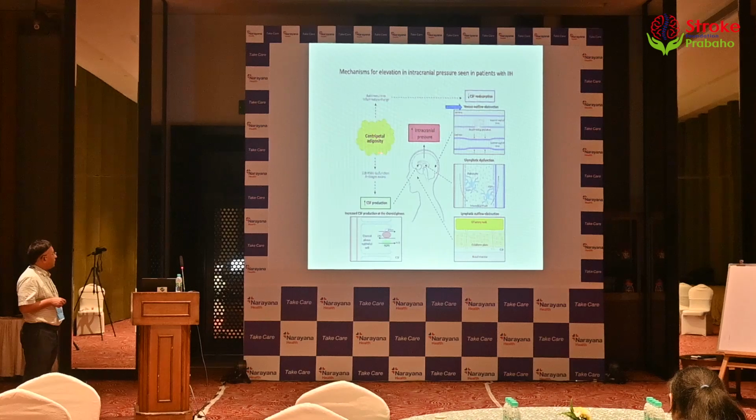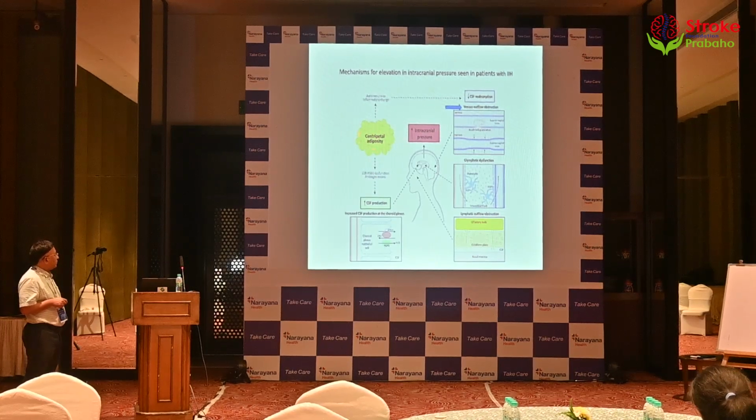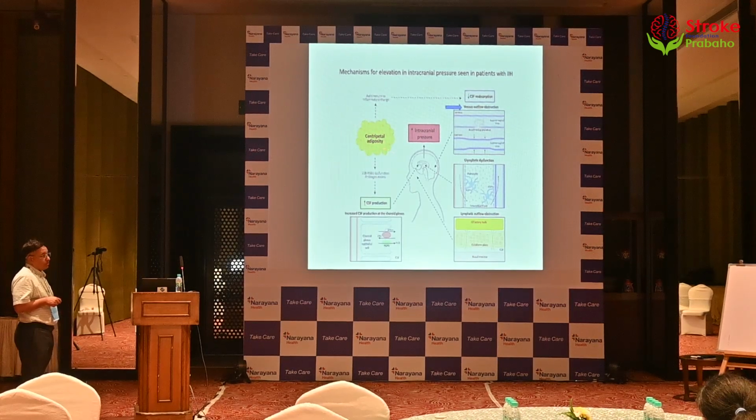Usually it is a centripetal obesity, although it was not in our case, but we know that it's common in obese patients, and the most important treatment is to reduce the weight. Because of central adiposity, there is an androgen excess. The androgen excess produces increased CSF production from the choroid plexus. So either it can be increased CSF production from the choroid plexus, or it can be reduced CSF reabsorption because of venous outflow obstruction. Or the new theory about IIH is lymphatic dysfunction.